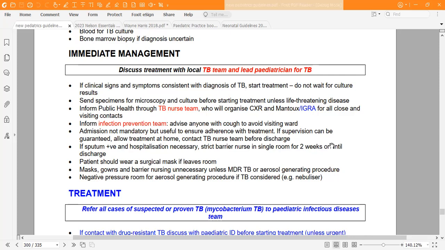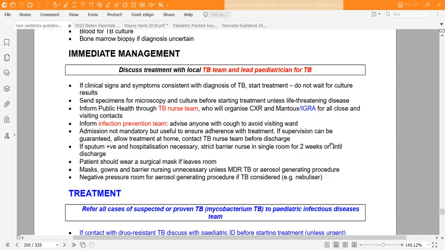Inform public health through TB nurse team. It's an infectious disease and it's one of the notifiable diseases. So this is very important to keep in mind, that we have to inform public health through TB nurse team, who will organize chest X-ray and Mantoux or IGRA for all close and visiting contacts. Inform infection prevention team as well, which is very, very important. Infection prevention team advise anyone with cough to avoid visiting ward.